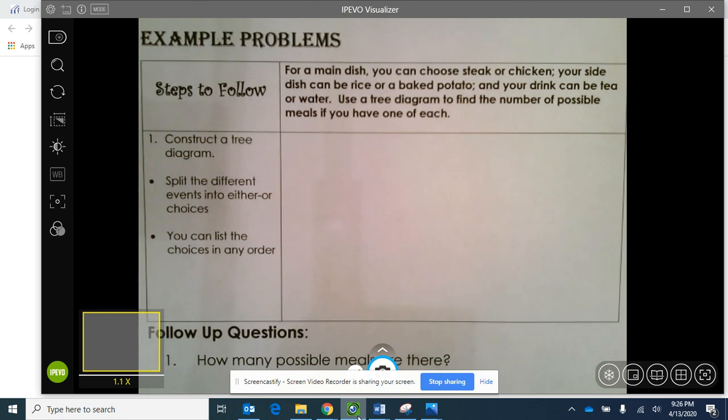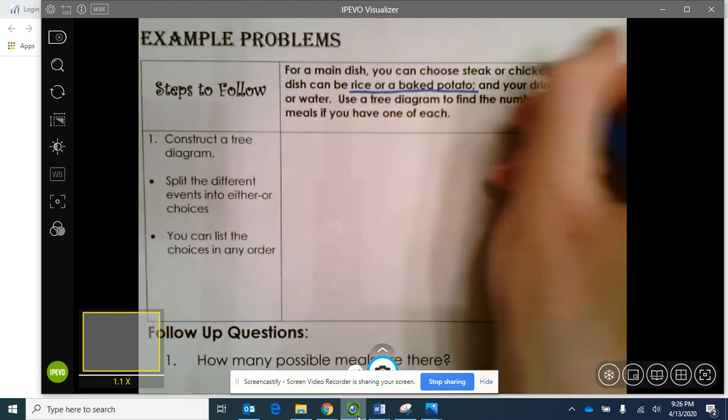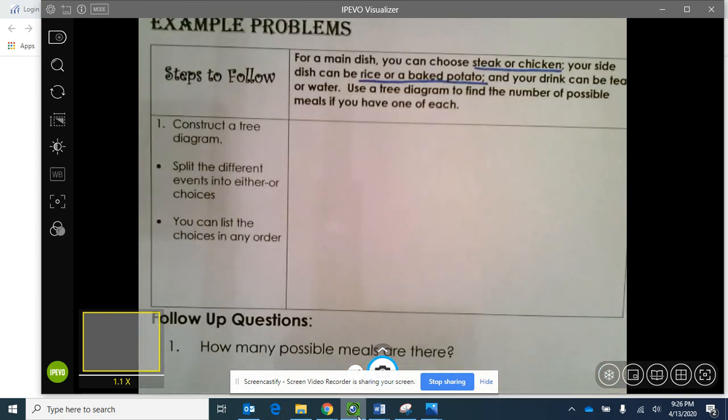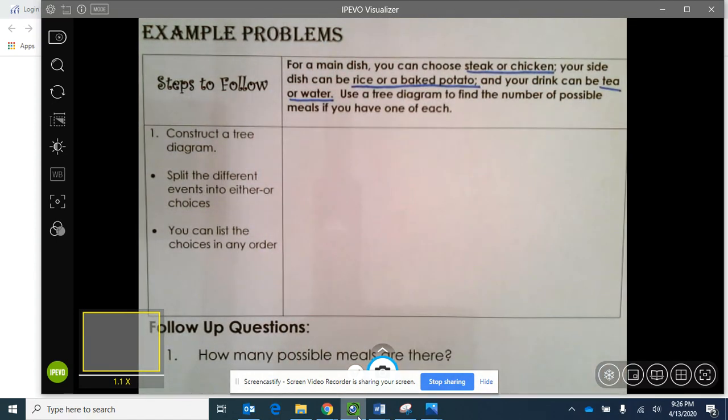For a main dish, you can choose steak or chicken. Your side dish can be rice or a baked potato, so steak or chicken, rice or baked potato, and your drink can be tea or water. Use a tree diagram to find the number of possible meals if you have one of each.